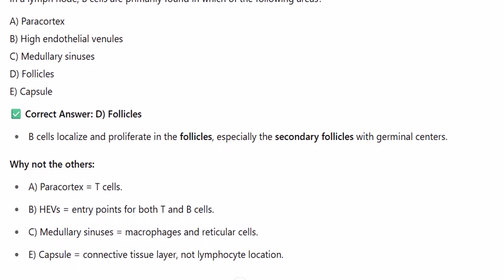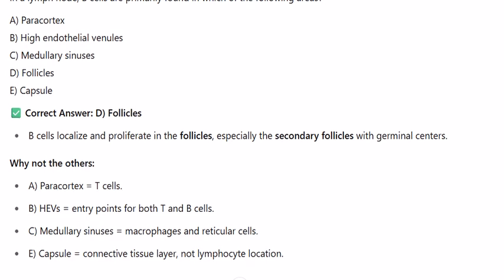Why not the others? A. Paracortex, T cells. B. HEVs, entry points for both T and B cells. C. Medullary sinuses, macrophages and reticular cells. E. Capsule equals connective tissue layer, not a lymphocyte location.